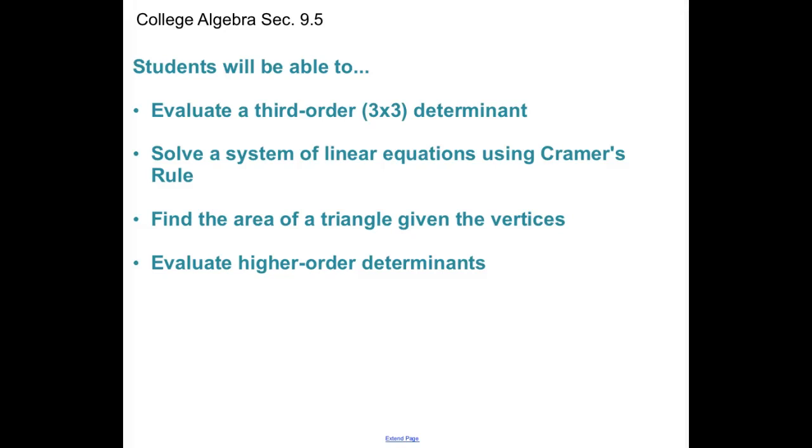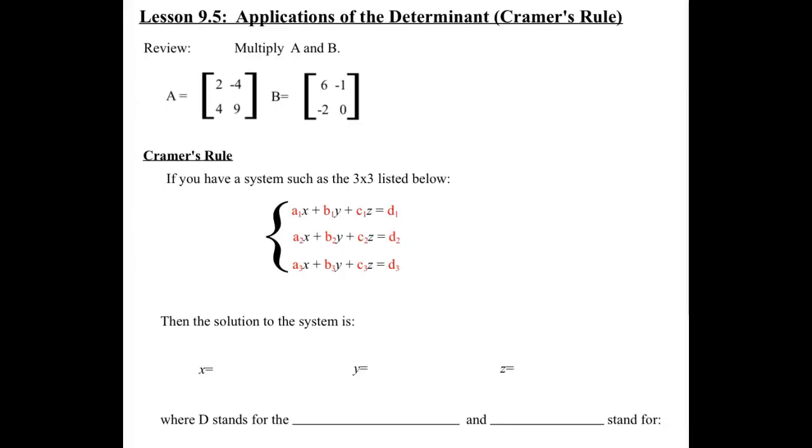All right, we are going to look at the last part of 9.5, finding determinants of larger matrices like 3x3s. We're going to look at solving systems of linear equations using Cramer's rule, and we are going to find the area of a triangle using a matrix when we just know the vertices. All right, so quick review.